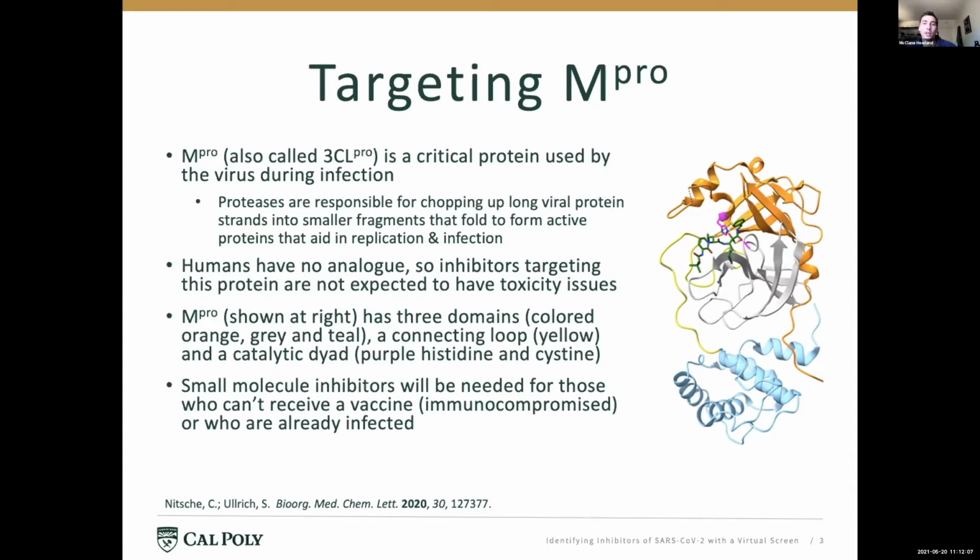Another important point is that humans don't have any analog to MPRO. So if we find a molecule that inhibits it, hopefully it won't have major toxicity issues with humans. And we also started working on this research before a vaccine was released. It's important to have small molecule inhibitors or drugs to treat an infection of the virus, because people may not be able to get the vaccine, or they may already be infected with the virus. So it's important to have both in your arsenal of treating this.